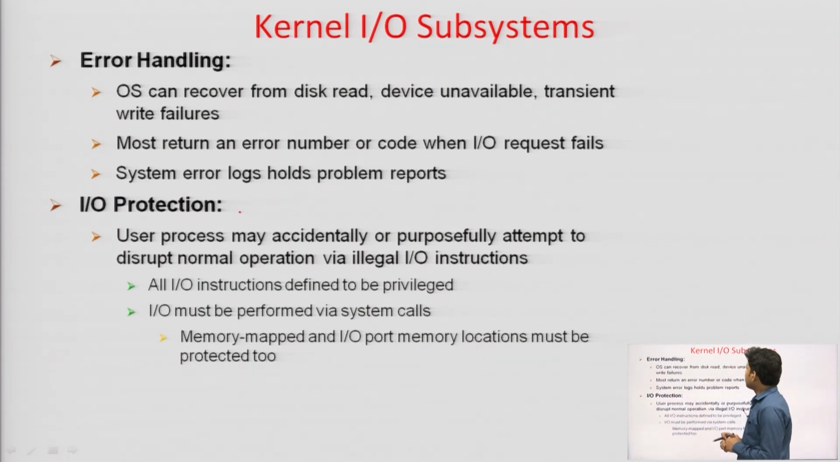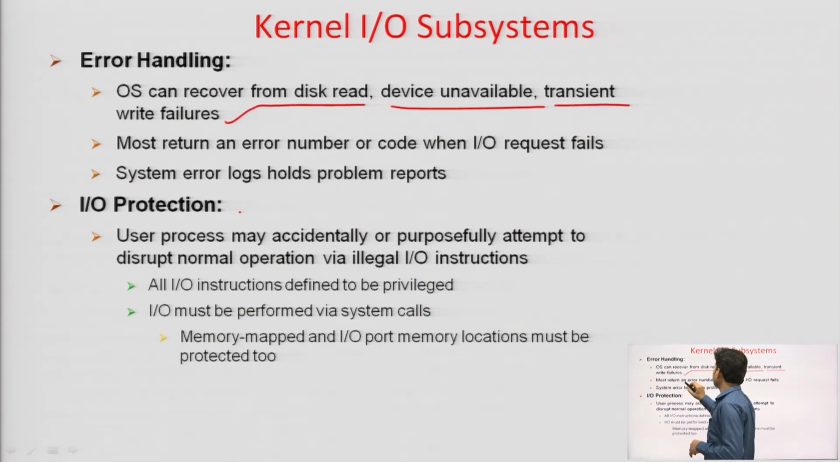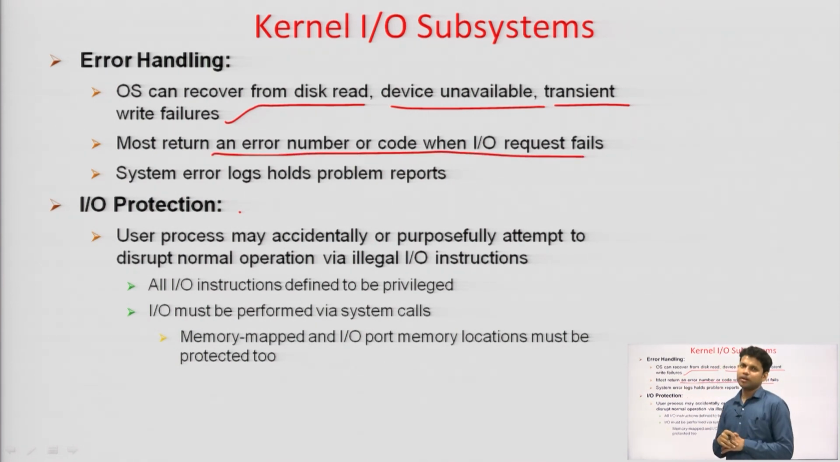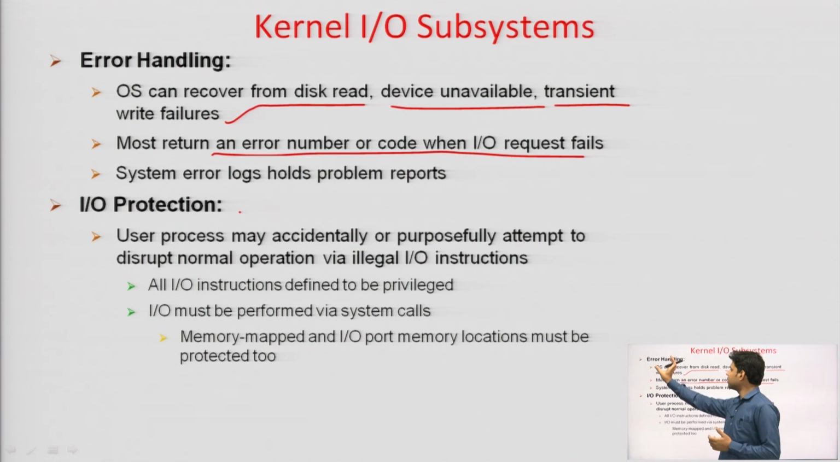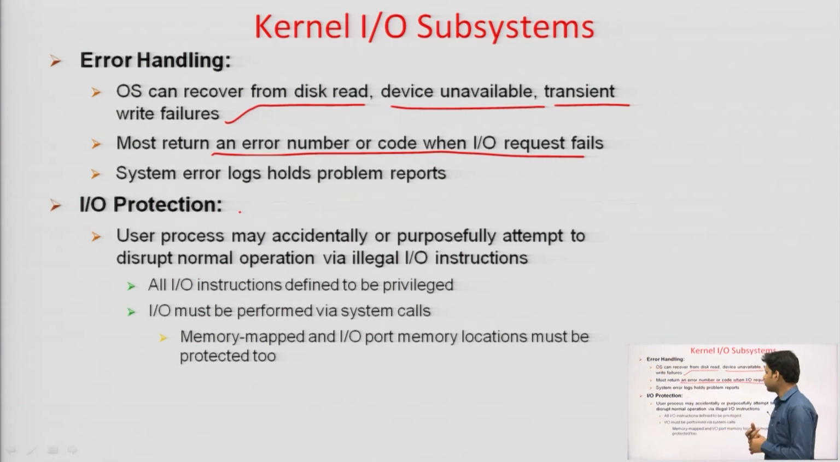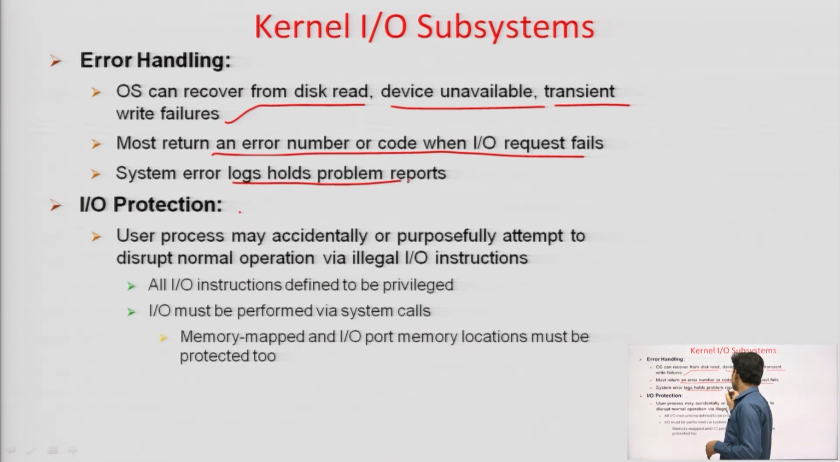Okay, so now let's see two more things, your error handling and IO protection. The kernel IO system OS can recover from disk read failure, device unavailable, transient write failures, and must return an error number or code when an IO request fails. So whenever you are dealing with input output devices, there must be an error handling technique which returns an error number or code when an IO request fails. System error logs hold problem reports.